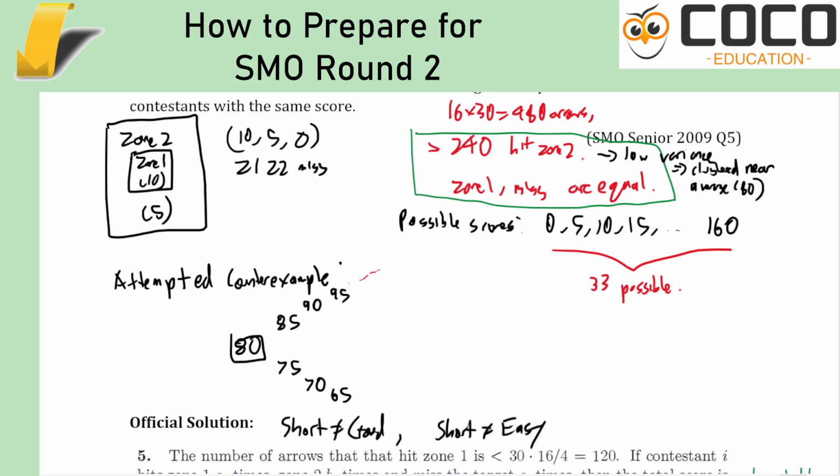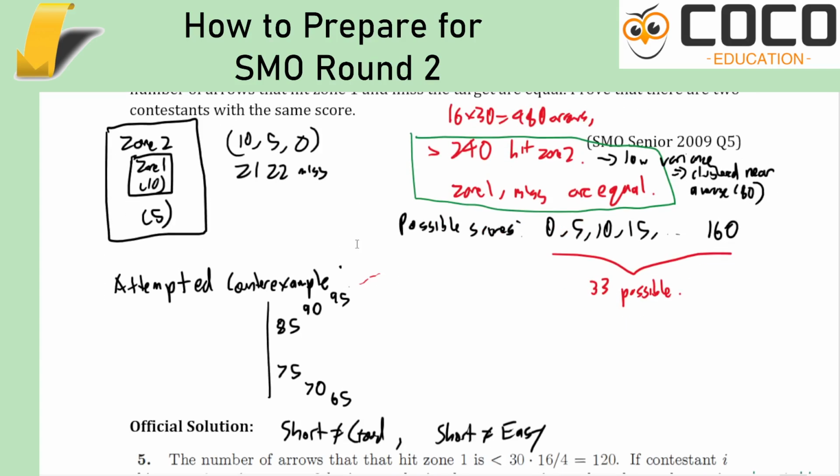So I'm going to try to have the counterexample, but as I'm trying to counterexample, I would notice that there are, well, an odd number. So maybe if I don't want to include 80, let's try not having 80, and I'll just have, out of these 30 contestants, 15 go up and 15 go down. Now, if I did that, 15 go up and 15 go down, you would be left with this sequence of scores. Now that would be also consistent with the zone 1 and the misses are equal.